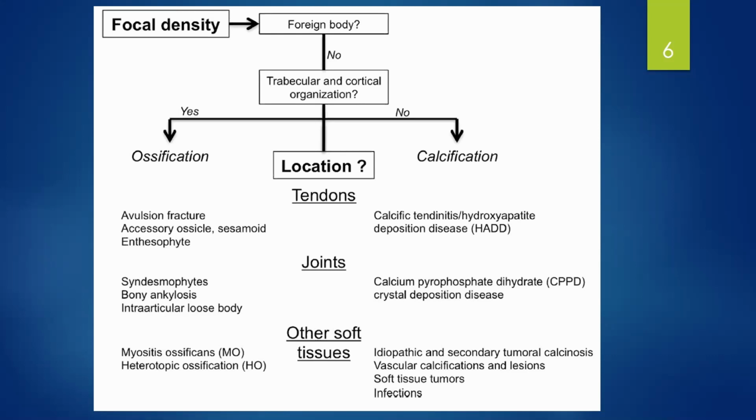In other soft tissues, you can have myositis ossificans and heterotopic ossification. And if you are seeing calcification, then you're going to have idiopathic and secondary tumoral calcinosis, vascular calcifications and lesions, soft tissue tumors, and possibly infection.